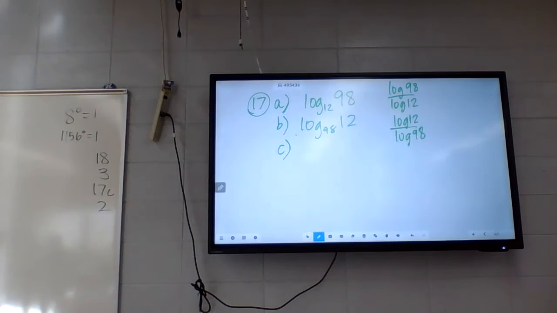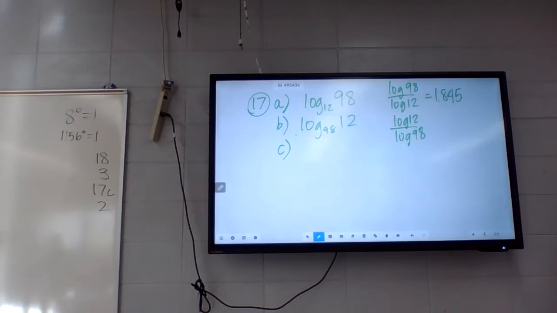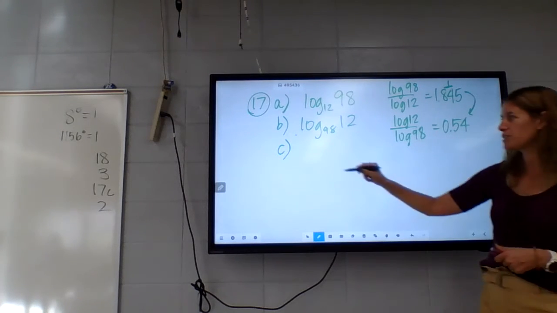it's like 1.845, sorry. And then the other way, log of 12 divided by log of 98, that should be the reciprocal of that one. So this is 0.54. I believe if you do 1 over, it should be the reciprocal. So if I flip this, so if I do 1 over this, it should equal that. They should flip back and forth. They're just reciprocals of each other.